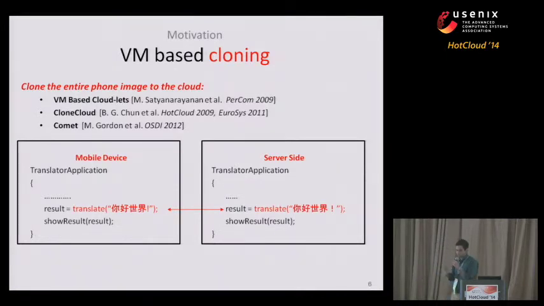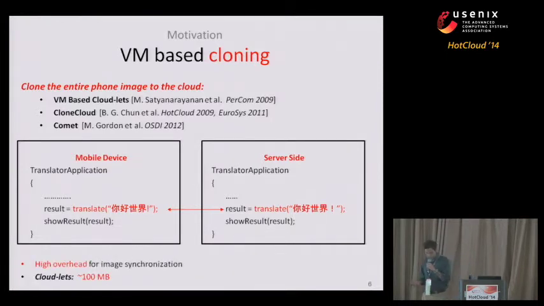So in this way, you can offload the computation to your cloud image. Again, here, the problem is that the images between the mobile device and the server side have to be continuously synchronized with each other. And we have found that, for example, in the Cloudlet paper, if you want to offload a single method, the overhead is really high, around 100 megabytes of data.